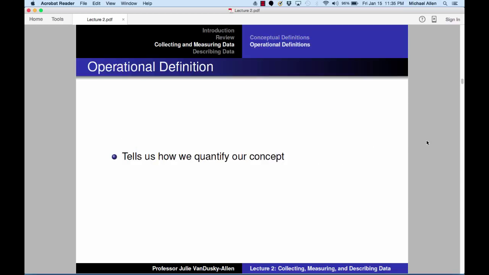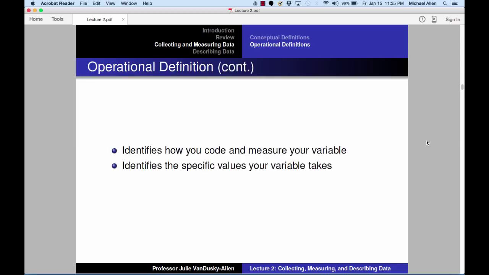After we write our conceptual definition, the next step is to write the operational definition. The operational definition tells us how we specifically quantify our variable. First, the operational definition tells you how to code and measure your variable. It tells you what you have to specifically view in the real world to measure your variable, and it also tells you the specific values your measure takes.